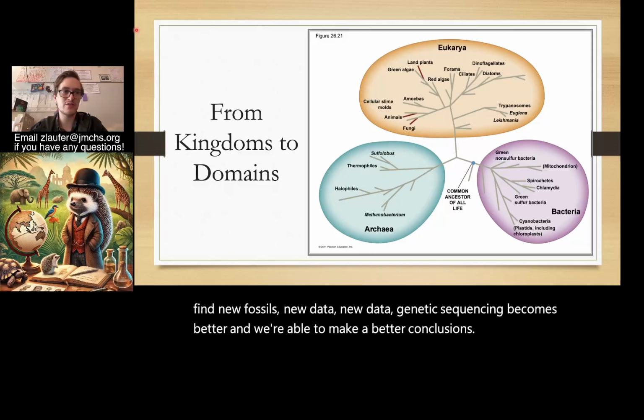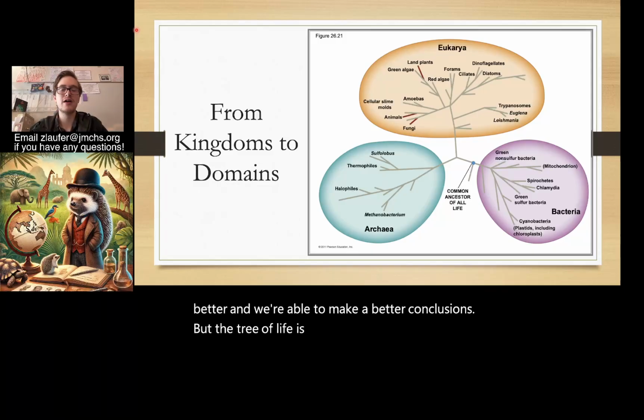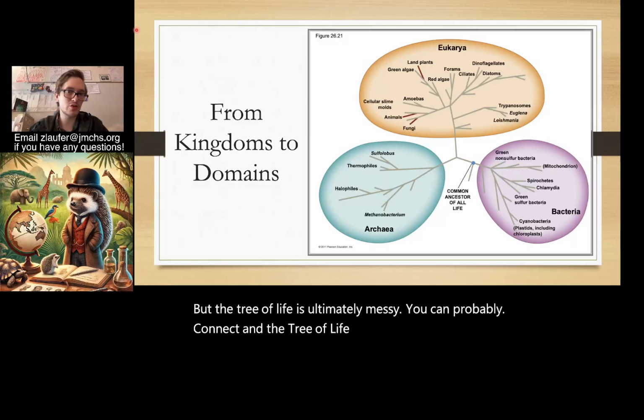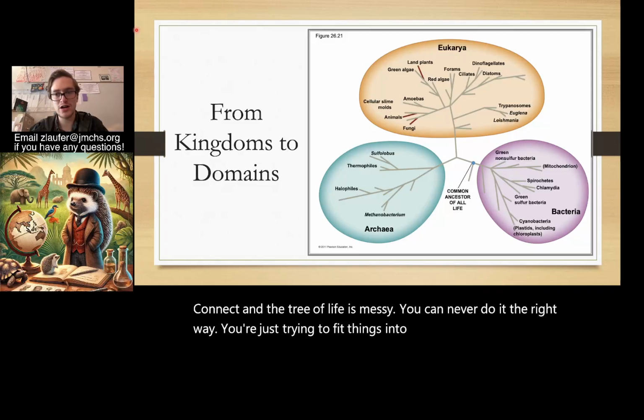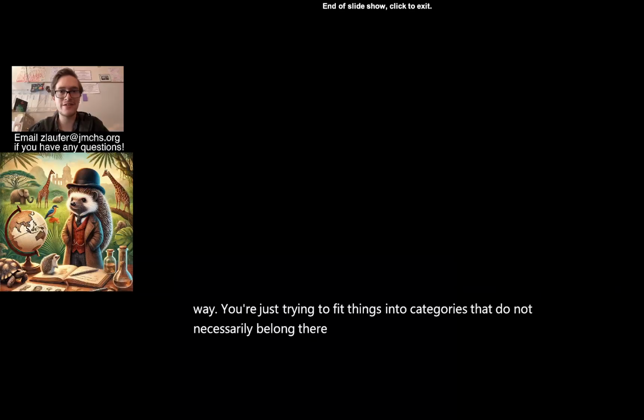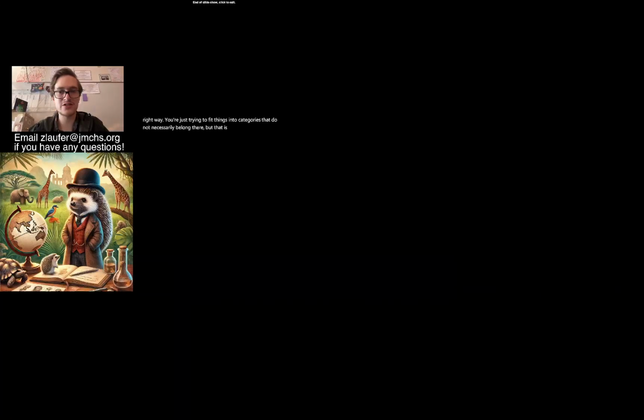But the tree of life is ultimately messy. You can never do it the right way. You're just trying to fit things into categories that do not necessarily belong there. But that is it. That is the last lecture.